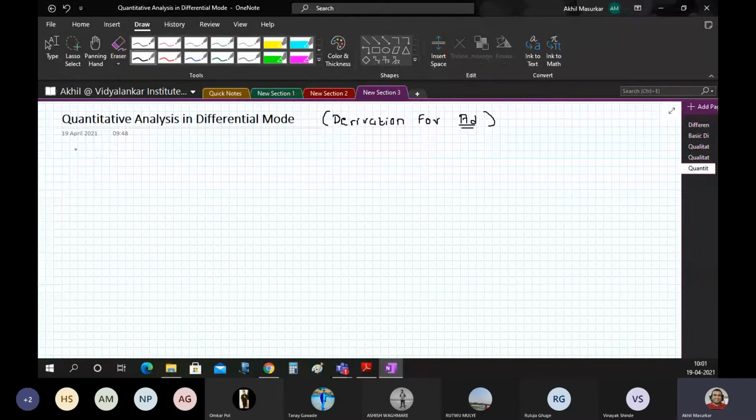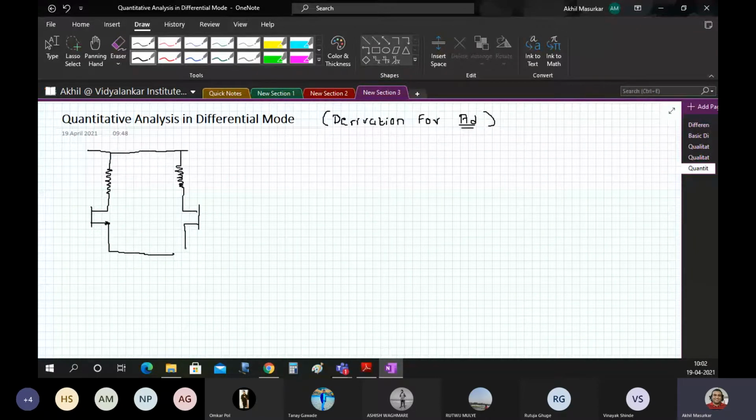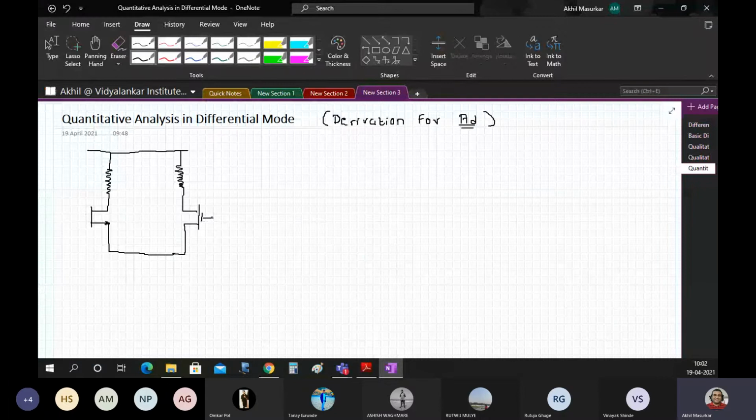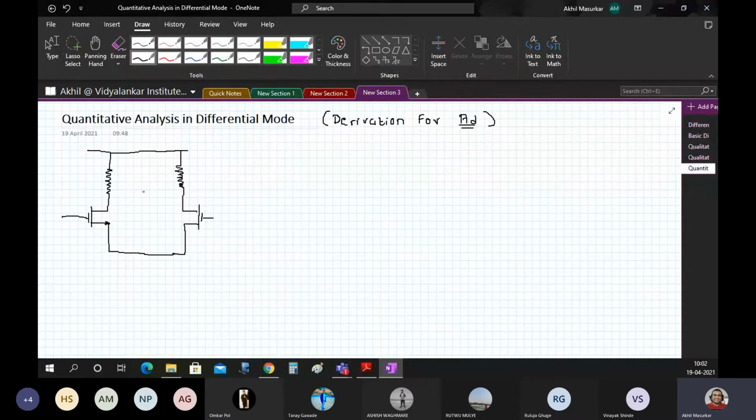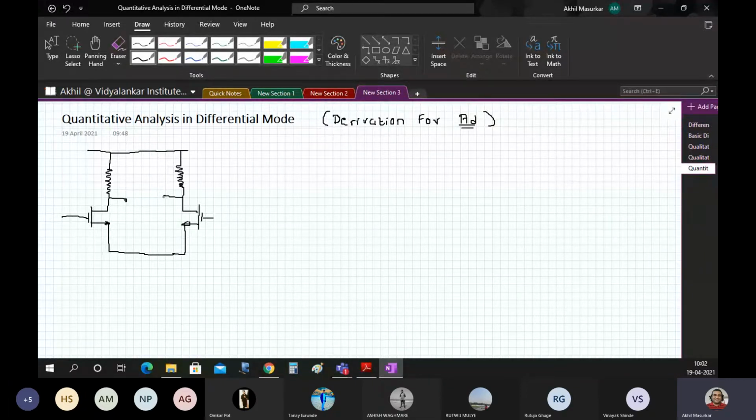So to start with, this derivation is also asked for 10 marks in the exam, and it's better to write down the way I am writing. So first we will start with the basic differential pair circuit diagram. This is the basic differential pair, and let us write here the two outputs, that is V01 and V02.